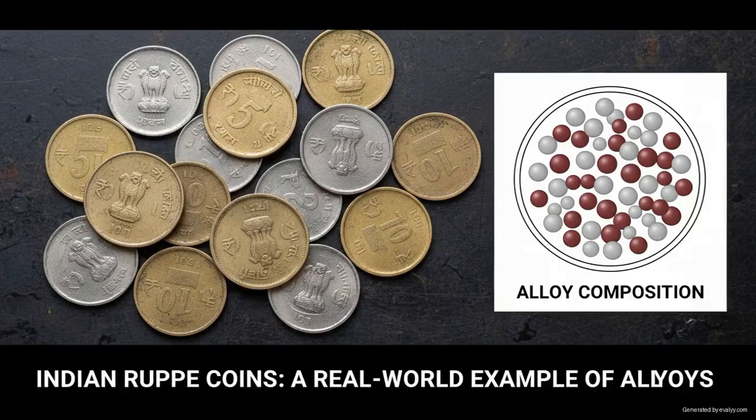Indian rupee coins, for example, are made of alloys like stainless steel and cupro-nickel, which is a mixture of copper and nickel. This demonstrates how alloys are used in everyday objects due to their enhanced characteristics. Understanding alloys helps us appreciate the practical applications of mixtures in our daily lives.